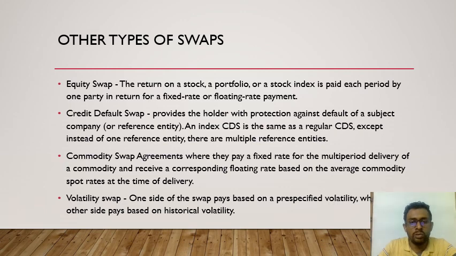Commodity swap agreements, whereby they pay a fixed rate for a multi-period delivery of commodity, and for multi-period delivery of commodity, these people will agree to pay a fixed rate and receive a floating rate. Volatility swap is based on pre-specified volatility. One side pays based on pre-specified volatility and the other will pay based on historical volatility, so that the net will be paid. So these are the other types of swaps other than currency swaps and interest rate swaps.